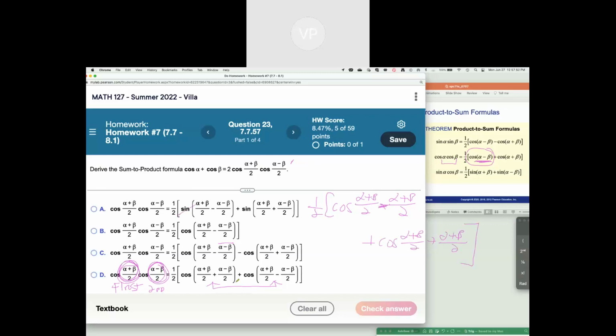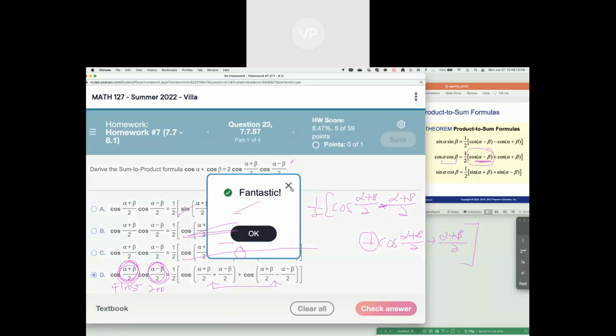So keep in mind, that has sines, that's out. That has just one, that's out. This has a subtraction, which is wrong because it's supposed to be an addition. But it looks like they got it backwards, but it's okay because when you're adding, you can switch positions. So D is our correct choice. And this is only part one. Okay, that's our first part.